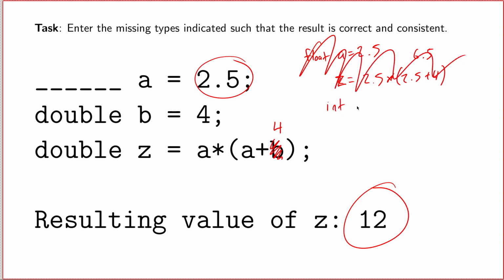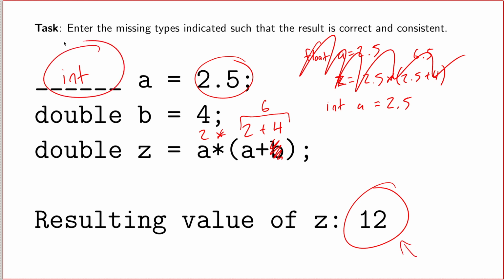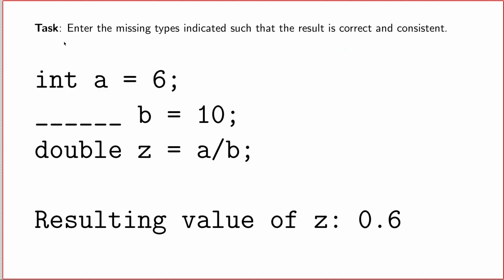What about int? Int a equals 2.5. Well, if I say int a, the real value of a will just be 2. So let's try that out. So int a. Okay, so if a is an int, then it gets assigned the value 2. So I have 2 plus 4, and that's all times 2. 2 plus 4 is 6. That times 2 is 12, and so I get this result. And so the correct answer in this case for this missing type is int.